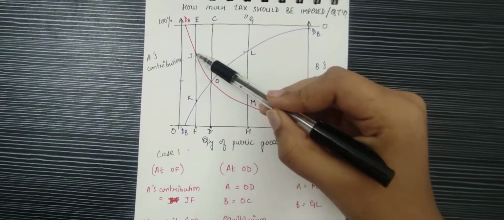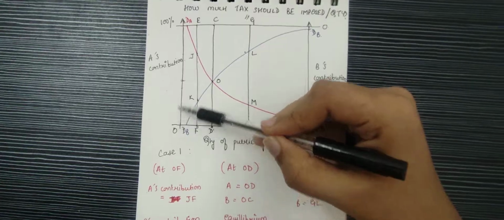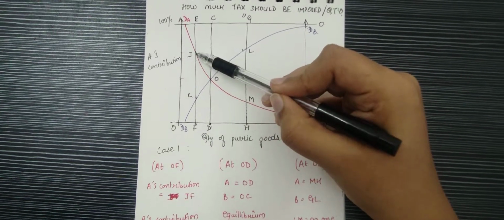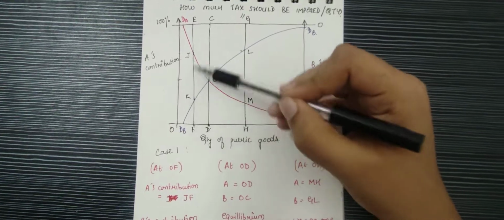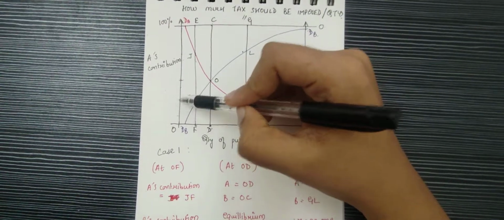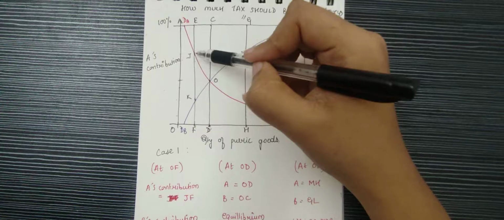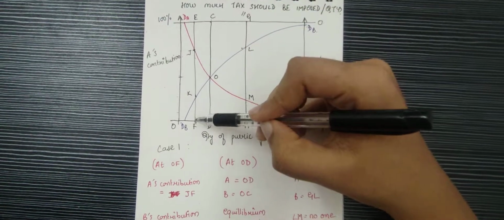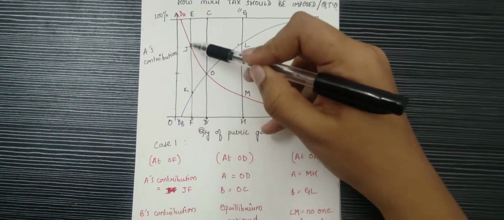So A is contributing, we will have to start from below. A is contributing Fj. Okay. Now let's assume that Fj is maybe 0, 50, 70. Let's say this is 70%. So A is contributing Fj, which is 70%.